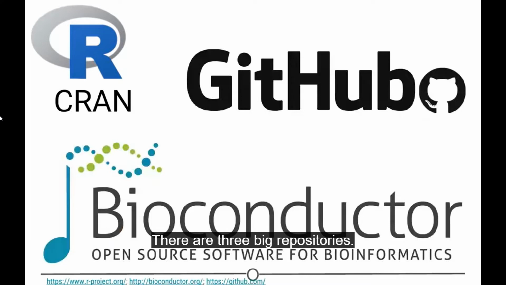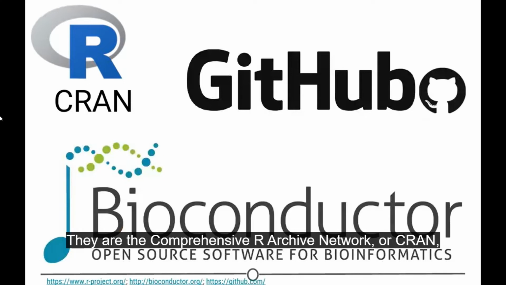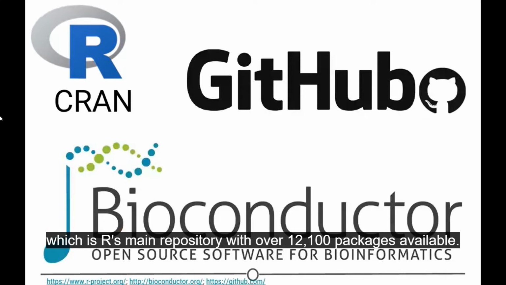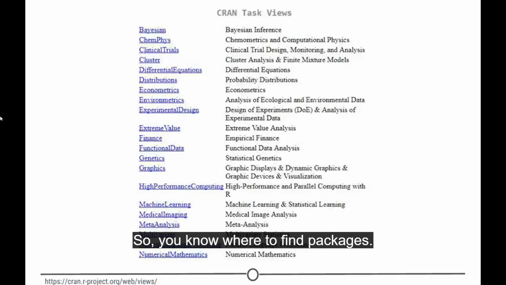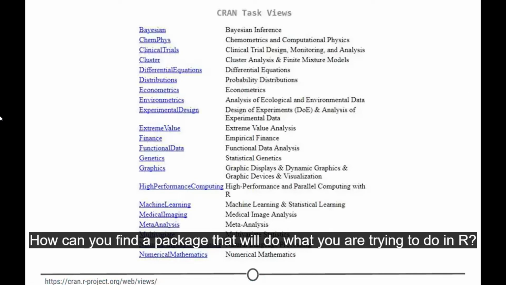There are 3 big repositories. They are the Comprehensive R Archive Network, or CRAN, which is R's main repository with over 12,100 packages available. There is also the Bioconductor repository, which is mainly for bioinformatic-focused packages. And finally there is GitHub, a very popular, open-source repository that is not R-specific, so you know where to find packages. But there are so many of them, how can you find a package that will do what you're trying to do in R?